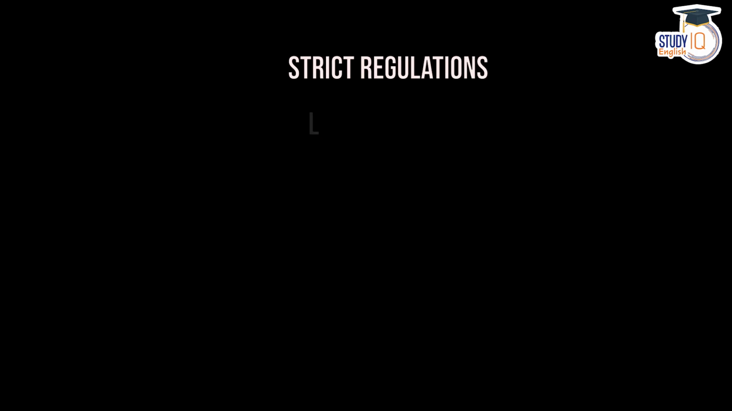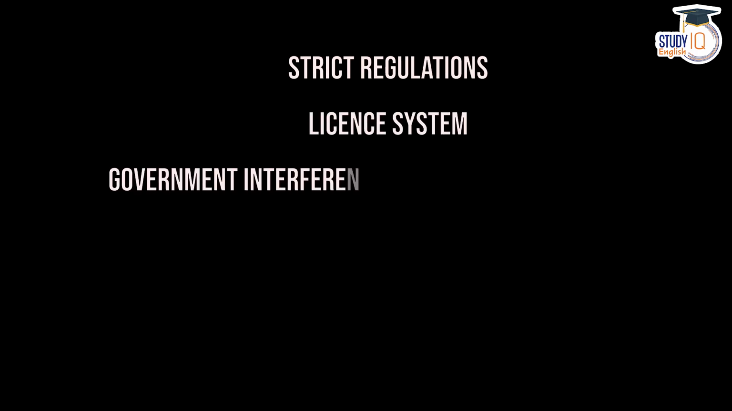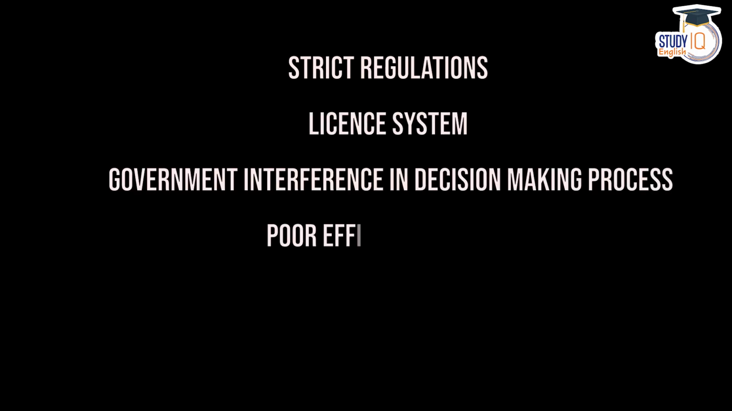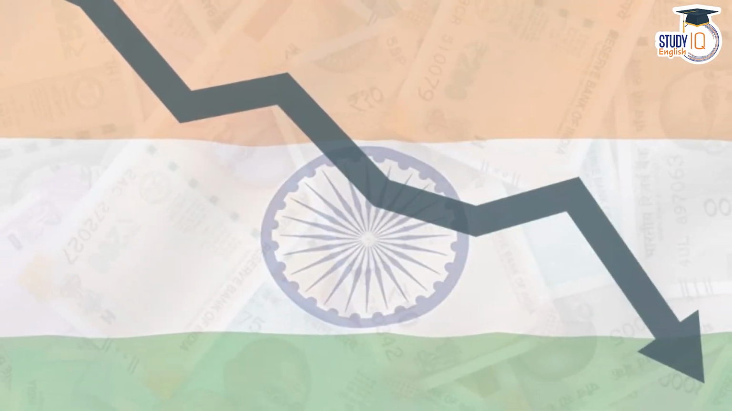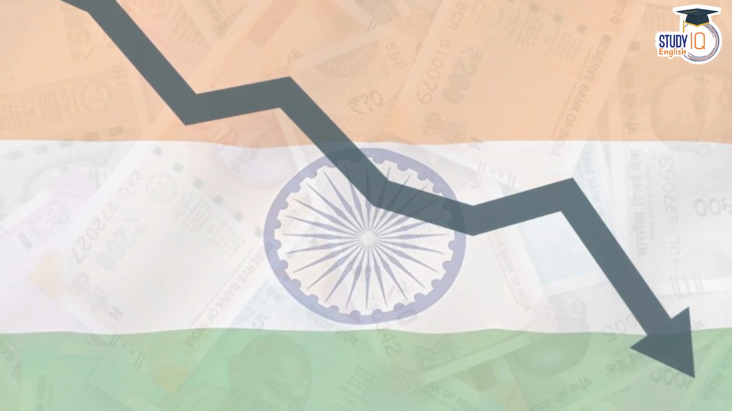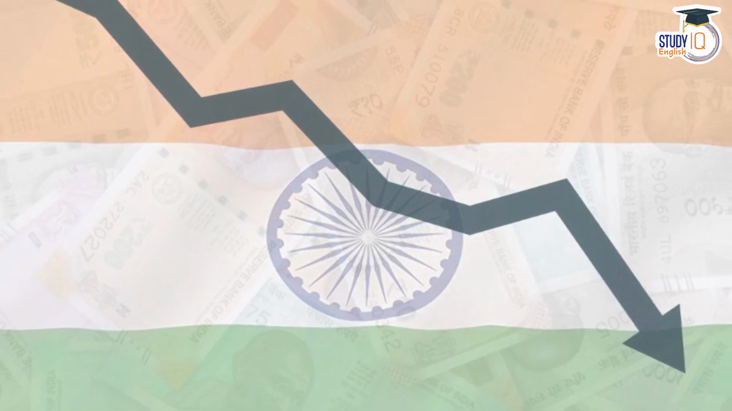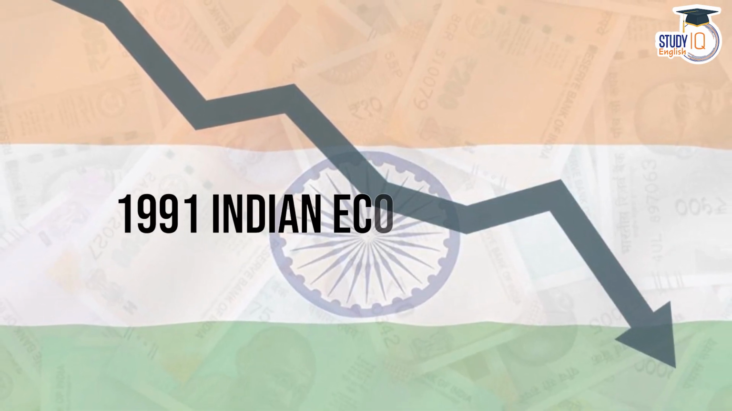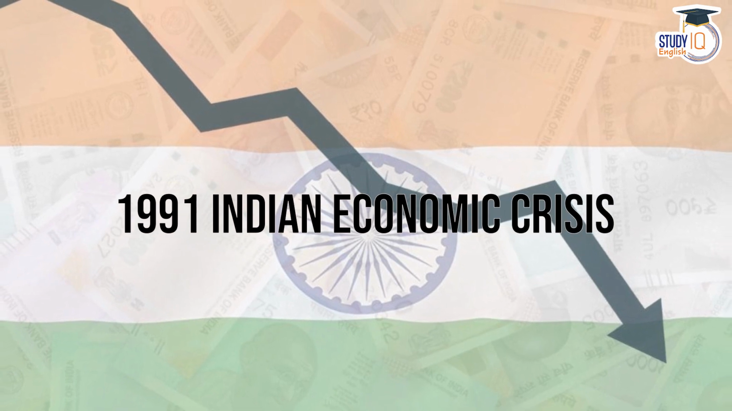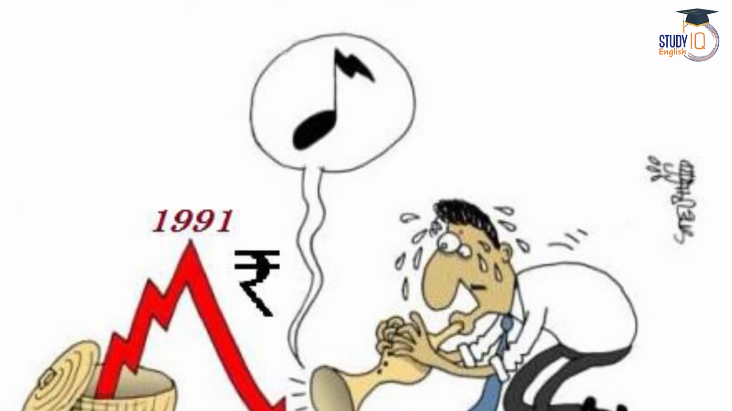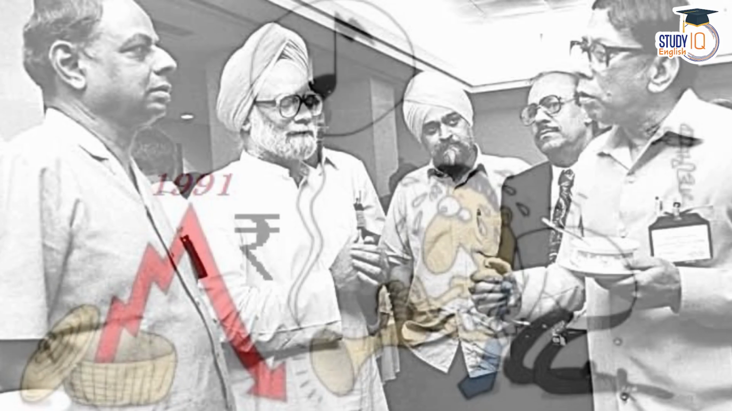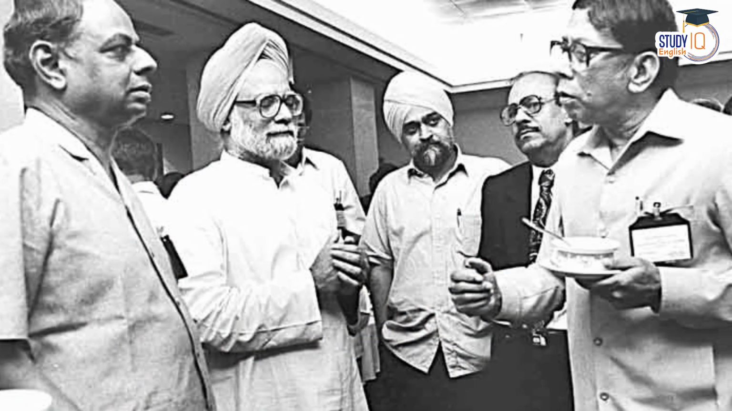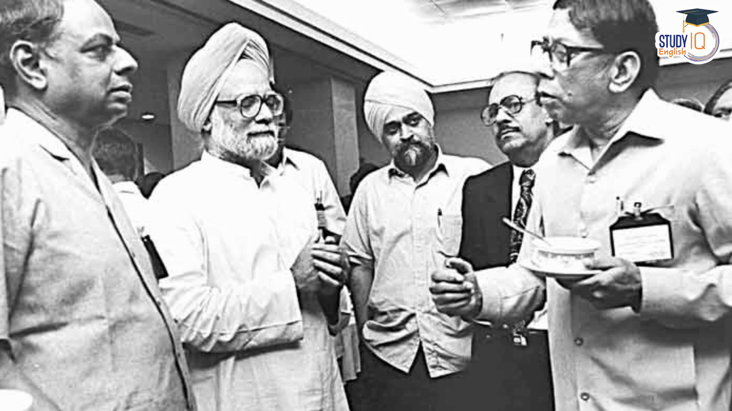Strict regulations, the license system, government interference in the decision-making process, PSUs' poor efficiency, and low work ethics pushed the Indian economy to crisis in 1991. India's foreign exchange was also diminishing. This is known as the 1991 Indian economic crisis. To get the country out of this unfortunate situation, changes were brought about in the economic development approach. Along with liberalization and globalization, disinvestment and privatization were also followed.